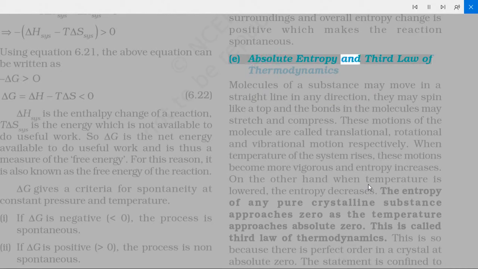Absolute entropy and third law of thermodynamics. Molecules of a substance may move in a straight line in any direction, they may spin like a top, and the bonds in the molecules may stretch and compress. These motions of the molecule are called translational, rotational and vibrational motion respectively. When temperature of the system rises, these motions become more vigorous and entropy increases. On the other hand, when temperature is lowered, the entropy decreases.